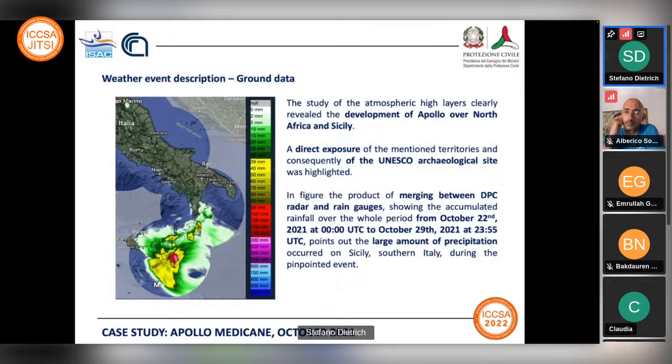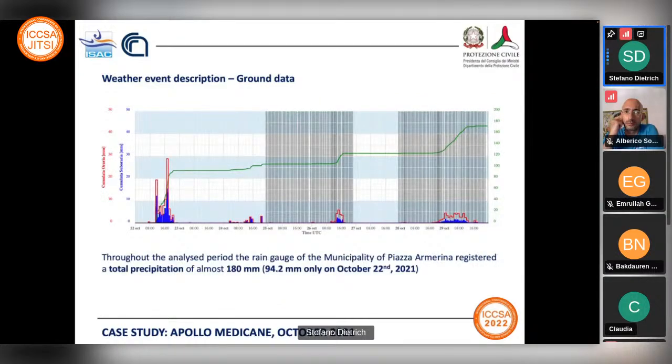We report here the visualization of a cumulative product obtained from the combined use of the National Radar Network and the rain gauges. The large amount of precipitation falling during the event over central Sicily in the period from 22 to 29 October is quite evident. During the entire analyzed period, the rain gauge of the municipality of Piazza Armerina recorded a total precipitation of almost 180 millimeters, 94 of these in one day alone, on 22 October.